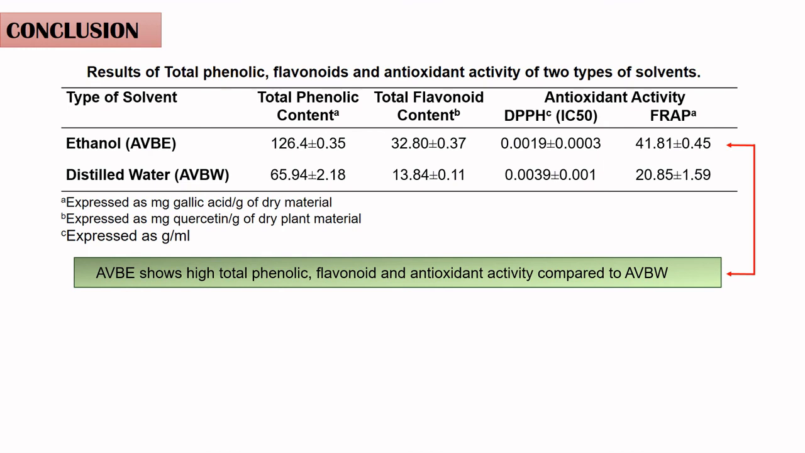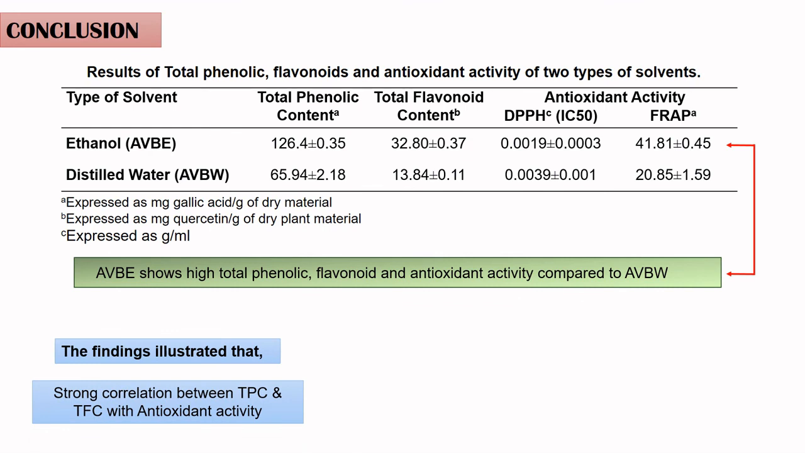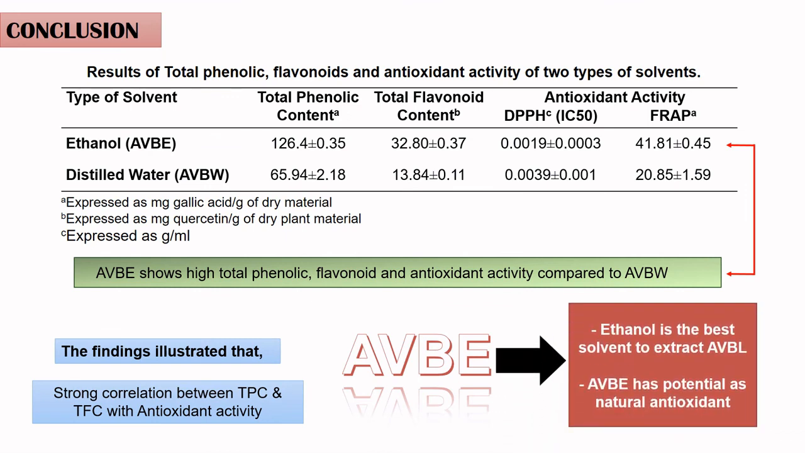Besides that, the findings also illustrated that there is a strong correlation between TPC, TFC, and antioxidant activity. From this finding, it is concluded that AVBE is the best solvent to extract this plant extract. It is because it has a high TPC value, TFC value, and also high performance of antioxidant activity. This plant extract also has potential as a natural antioxidant.